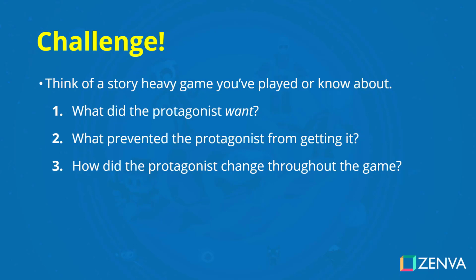How were they at the start of the game and how were they at the end of the game? And how did they change from being one type of person to another? Were they an angry person at the start and a peaceful person at the end? What was that sort of character arc progression?